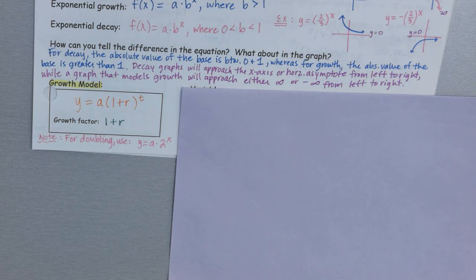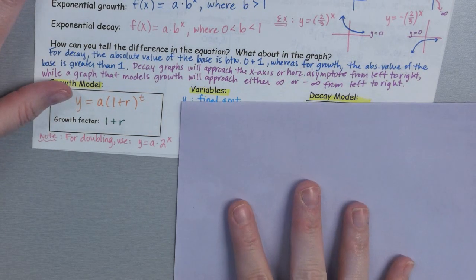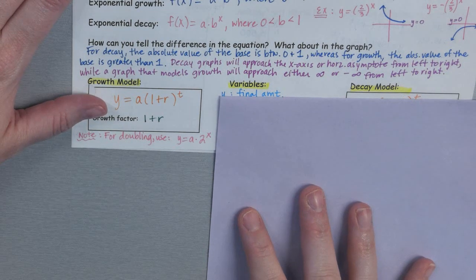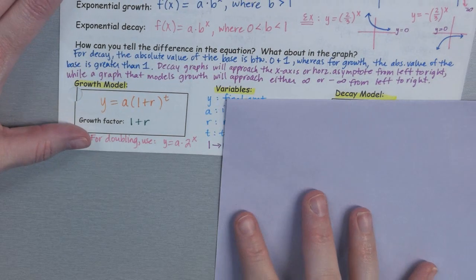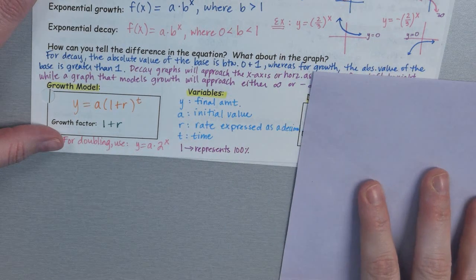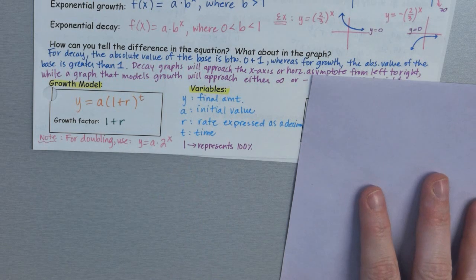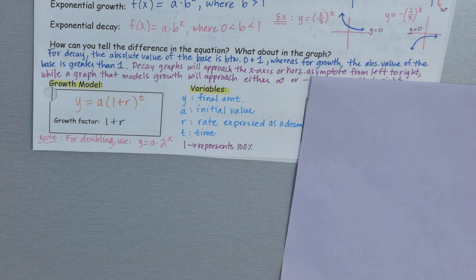You guys actually already probably know what some of these variables mean, but we are going to go over them, and they are also going to apply to your decay model. So your y is going to be your final amount. A lot of times you think of that as your final answer. Your a is the initial value, so we already mentioned that today. The r is your rate. Your rate is expressed as a decimal. So many times your rate is given to you as a percent.